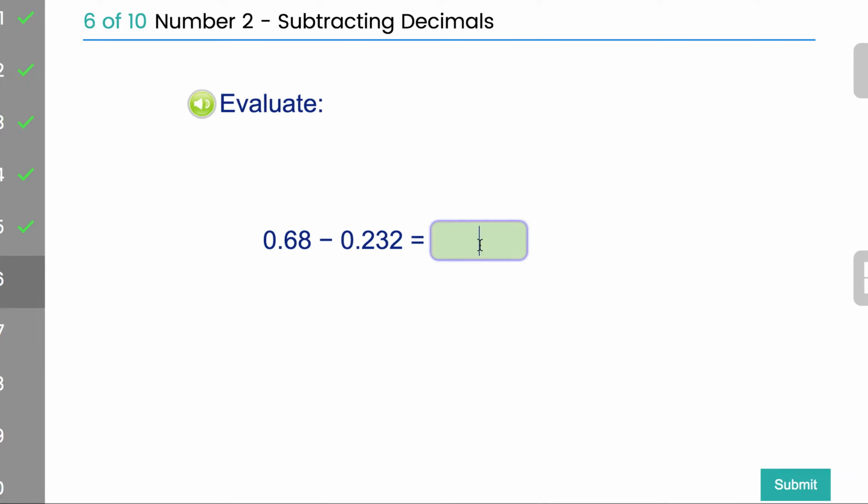One more. 0 point. 6 tenths take away 2 tenths is 4 tenths. 8 hundredths take away 3 hundredths is 5 hundredths. No thousandths here, and I need to take away 2, so I need to make some thousandths. How can I make some thousandths? Well, I can break this hundredths up into 10, so it would go down to 4 hundredths, and I've now got 10 thousandths. Take away 2 thousandths is 8 thousandths.